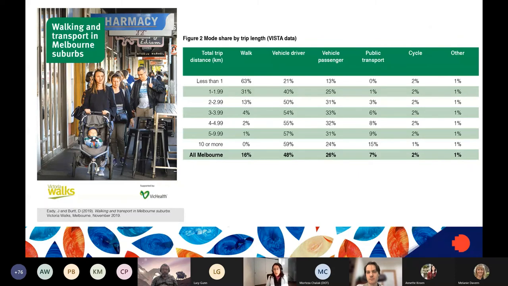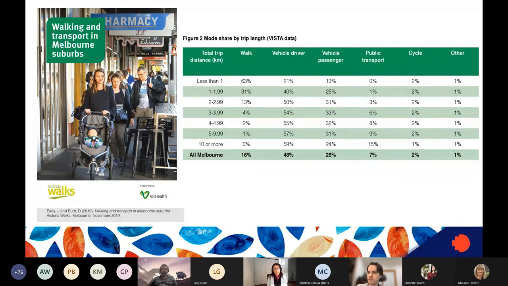Now into some local evidence also related to our work. And this is a report by Victoria Walks, where they did a very in-depth analysis of the Victorian Integrated Survey of Travel and Activity with a focus on walking, but they also have information on all modes of transport. And of interest here, you can see the third column, vehicle driver, is the distances that people drive for trips. And people drive even for short distances. So 21% of the trips under 1 kilometer were driving, 40% between 1 and 2 kilometers, and increasing proportions of driving as the distance increases.